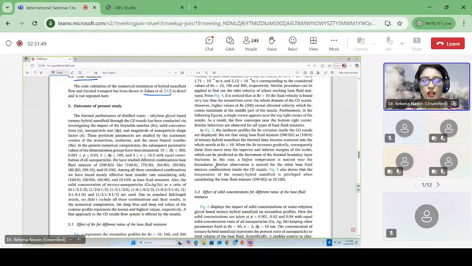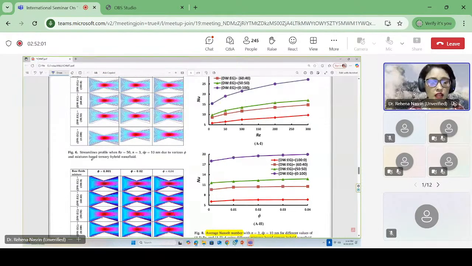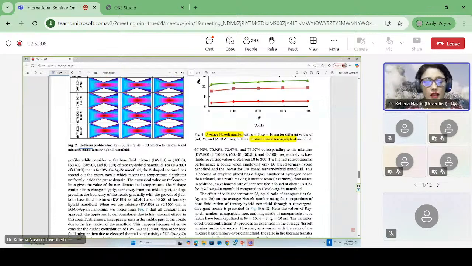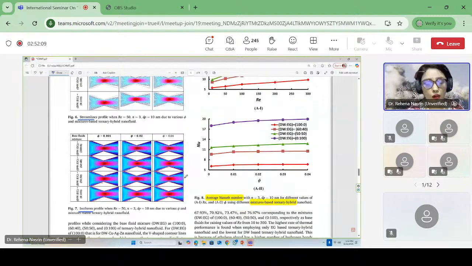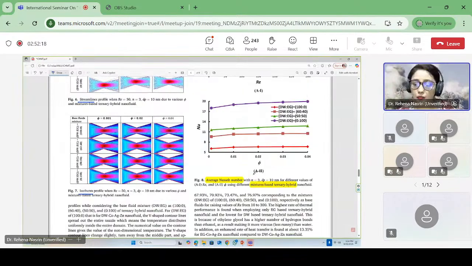The results are shown in streamline patterns and isotherm patterns. These are the convergent-divergent channel parts. This is the streamline profile, and these are the isotherm profiles. For visualizing these we use Tecplot 360 software, and for a few data plots we use Excel. Using Excel, we calculate the average Nusselt number.